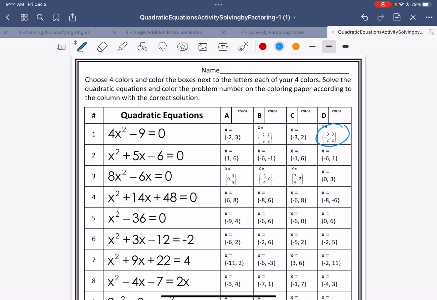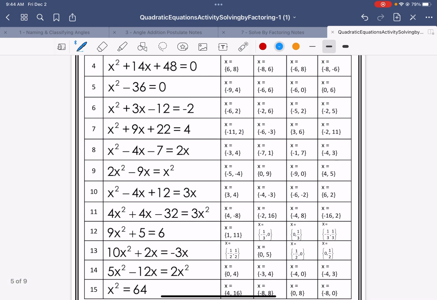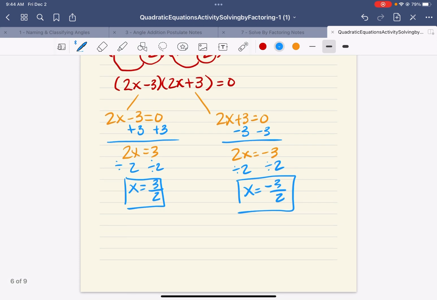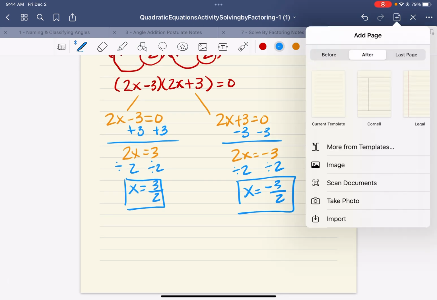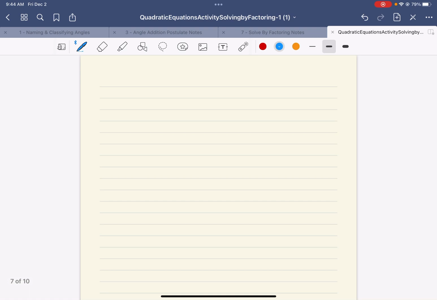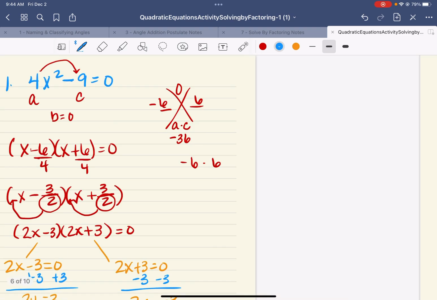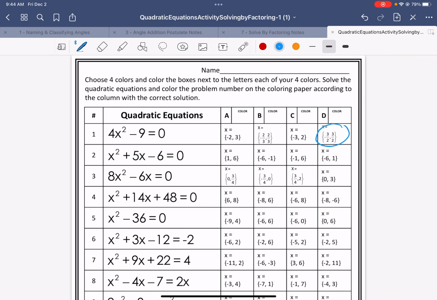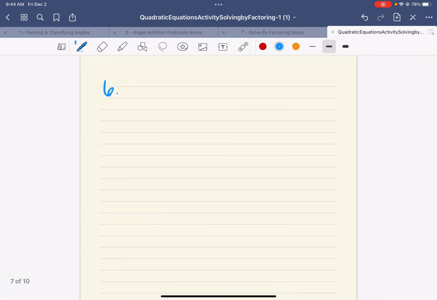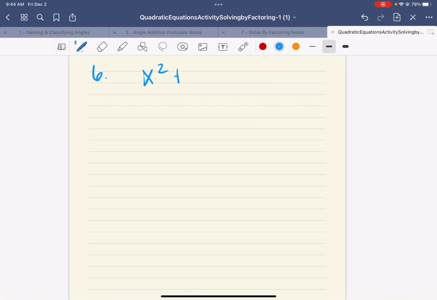All right, so let's look at another one. Let's look at number 6. If you look at number 6, it's got x squared plus 3x minus 12 equals negative 2. So I'm going to add another page, and we're going to look at number 6. We said x squared plus 3x minus 12 equals negative 2. Okay, we can't factor this until it's set equal to 0.